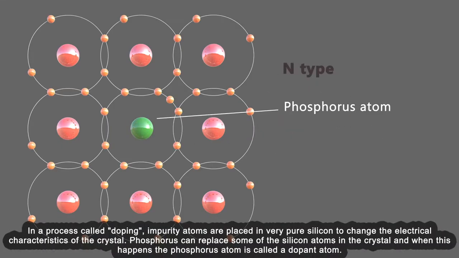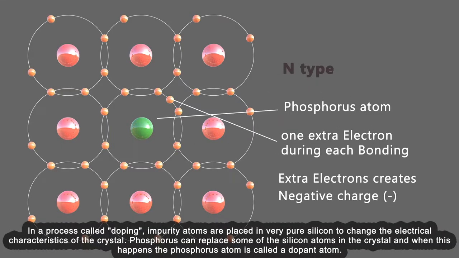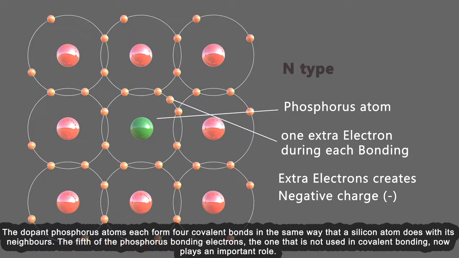Now we take a look at the area between the N layer and the P layer. I want to show you also how a silicon crystal grid is doped in the N layer and in the P layer. In a process called doping, impurity atoms are placed in very pure silicon to change the electrical characteristics of the crystal. Phosphorus can replace some of the silicon atoms in the crystal, and when this happens, the phosphorus atom is called a dopant atom. The dopant phosphorus atoms each form 4 covalent bonds in the same way that a silicon atom does with its neighbors.